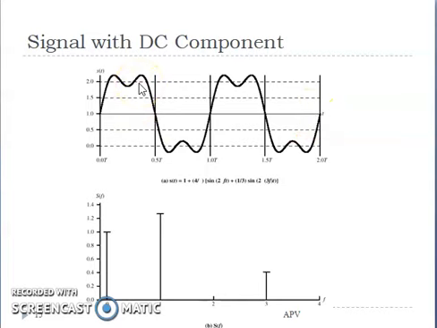A DC value can be represented as an AC value with zero frequency. So if we take the frequency spectrum, there will be an amplitude corresponding to the zero frequency. Then for 1f, the amplitude is 1.3. For 2f, there is no component. For 3f, there is 0.4 amplitude. If it is power, it is 0.4 watt. So that is the spectrum of this signal.